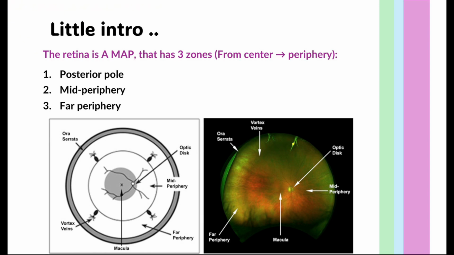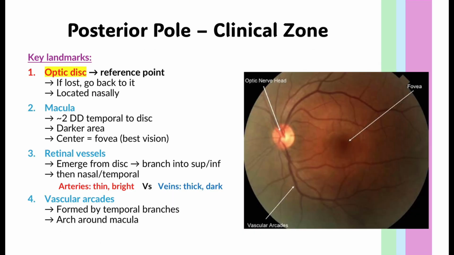So, in order to clear the confusion, first, I need you to think of the retina as a map that has three zones. Moving from the center to the periphery, we've got the posterior pole, then the mid-periphery, and finally the far peripheral zone. Each zone has its own unique landmarks that will help you guide your examination, and we're going to walk through them all. So let's start with the posterior pole.